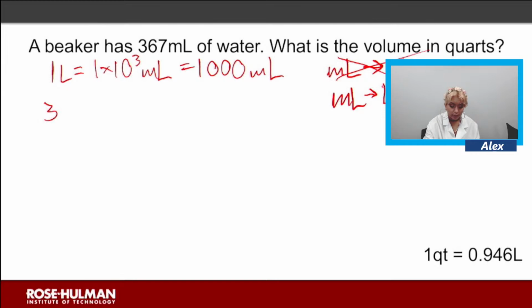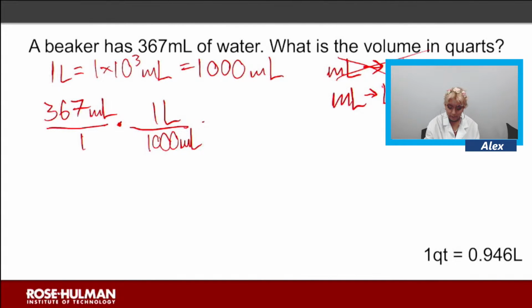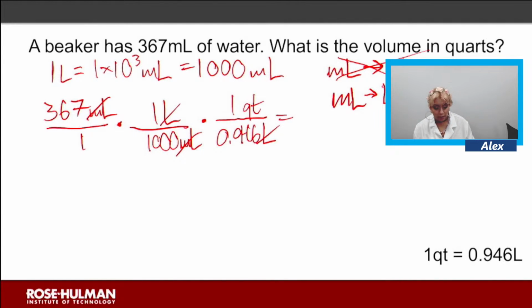So we'll start out with 367 milliliters over 1. We want to get rid of milliliters, so 1,000 milliliters is equal to 1 liter. And we want to get rid of liters and change it to quarts, so 1 quart is equal to 0.946 liters. So here we've gotten rid of our milliliters, changed it to the standard unit, and now we're changing from the standard unit to our desired unit of quarts. So divide by everything we have in the denominator.